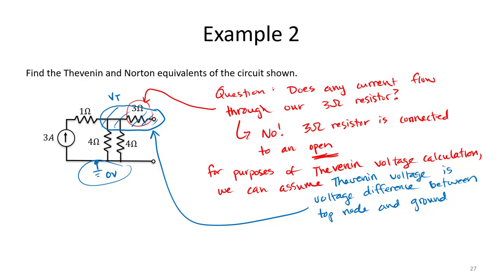This can be a very helpful strategy. So if you see resistors for the purpose of Thevenin voltage, remember no current flows through that 3 ohm resistor, so its impact on the circuit can be essentially ignored, at least for the Thevenin voltage. We do need to consider that 3 ohm resistor later when we calculate the Thevenin resistance.